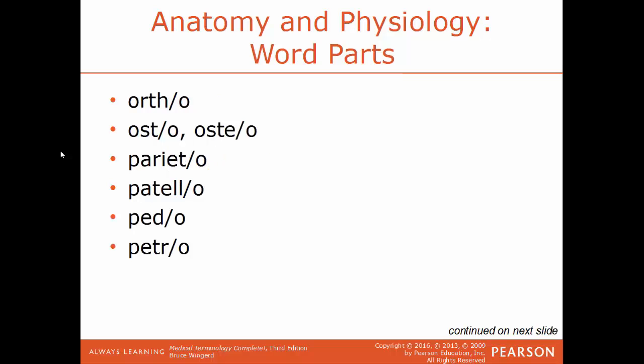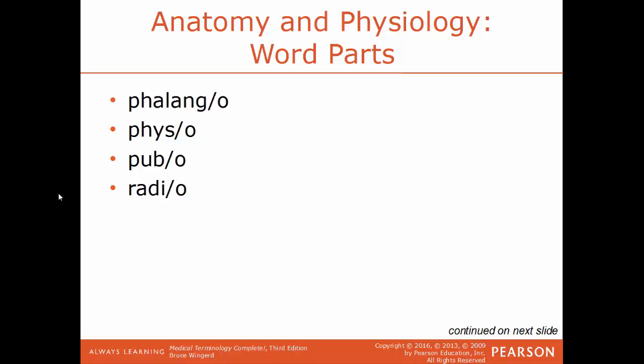The next one, ortho, is a reference to straight. Osteo is a reference to bone. So an osteocyte would be a bone cell. Parieto is a reference to a wall of the body. Patello is a reference to the patella, which is the technical name for your kneecap. Pedo is a reference to both a child and also your feet. And last one on here, petro, is a reference to stone.